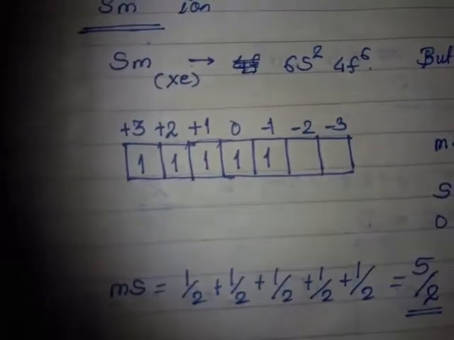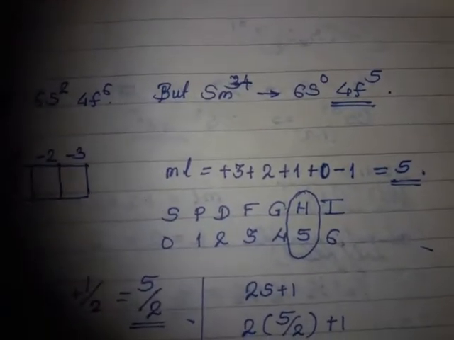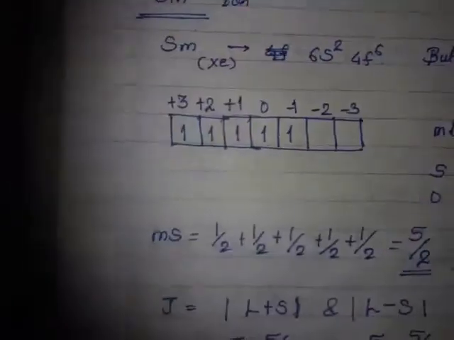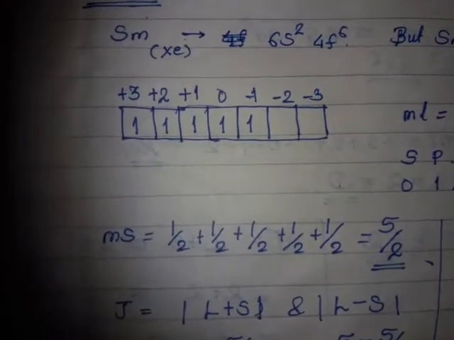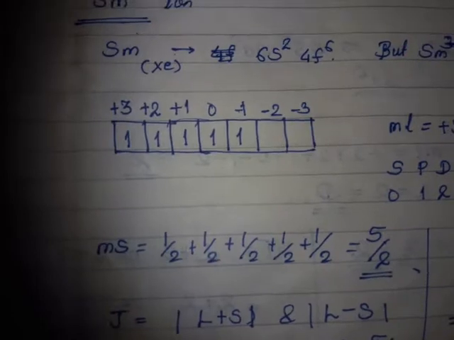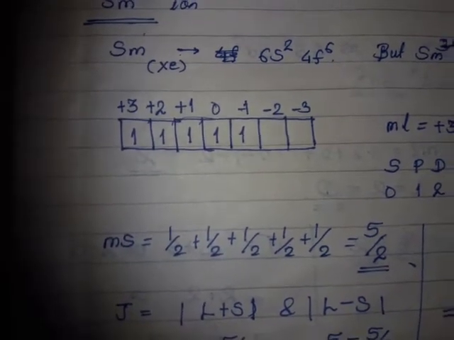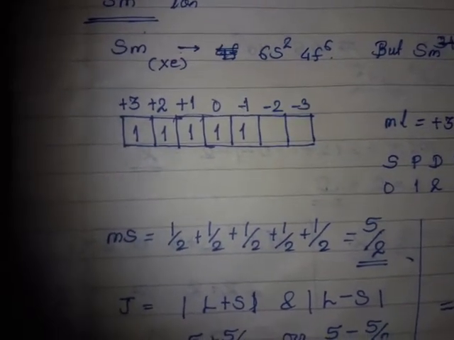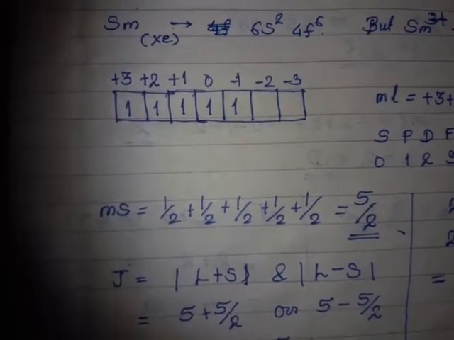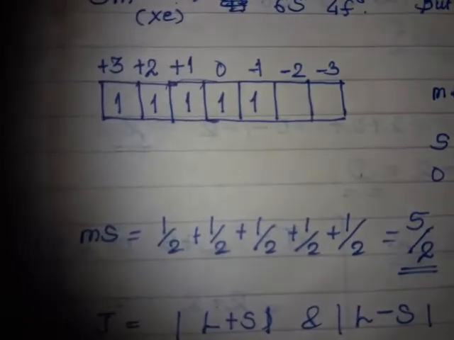Now draw the orbitals. There is a 4f5 configuration, so there are 5 electrons in the f orbitals. The orbital numbers are plus 3, plus 2, plus 1, 0, minus 1, minus 2 and minus 3. Put the electrons into plus 3, plus 2, plus 1, 0 and minus 1.